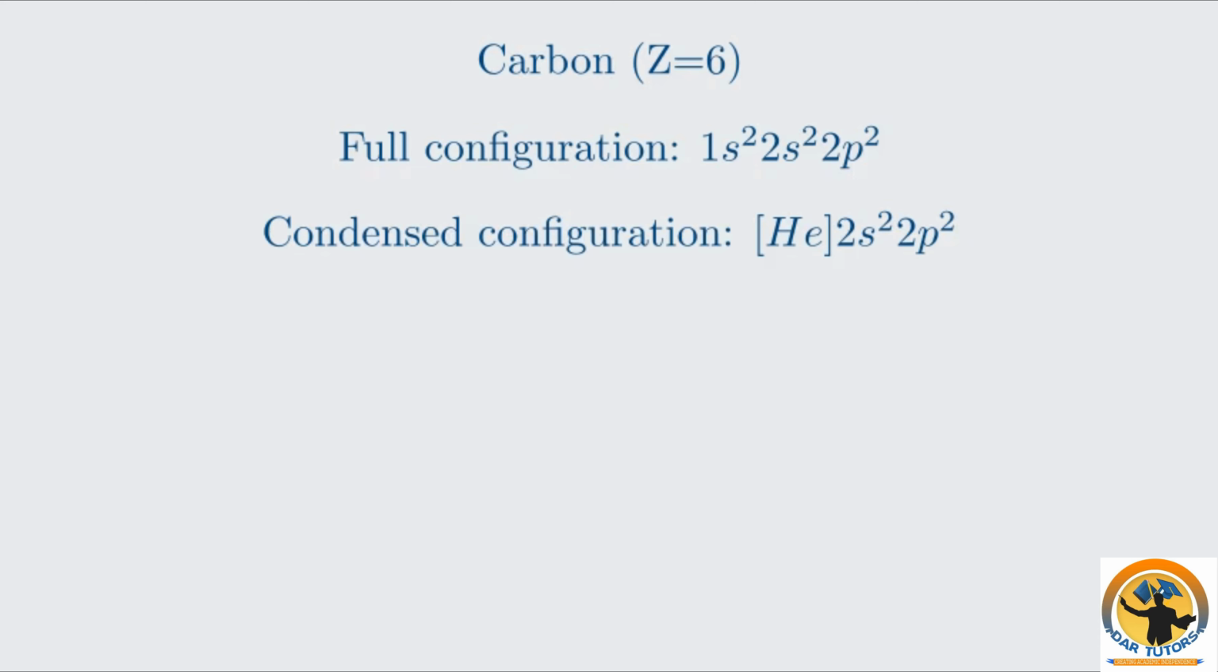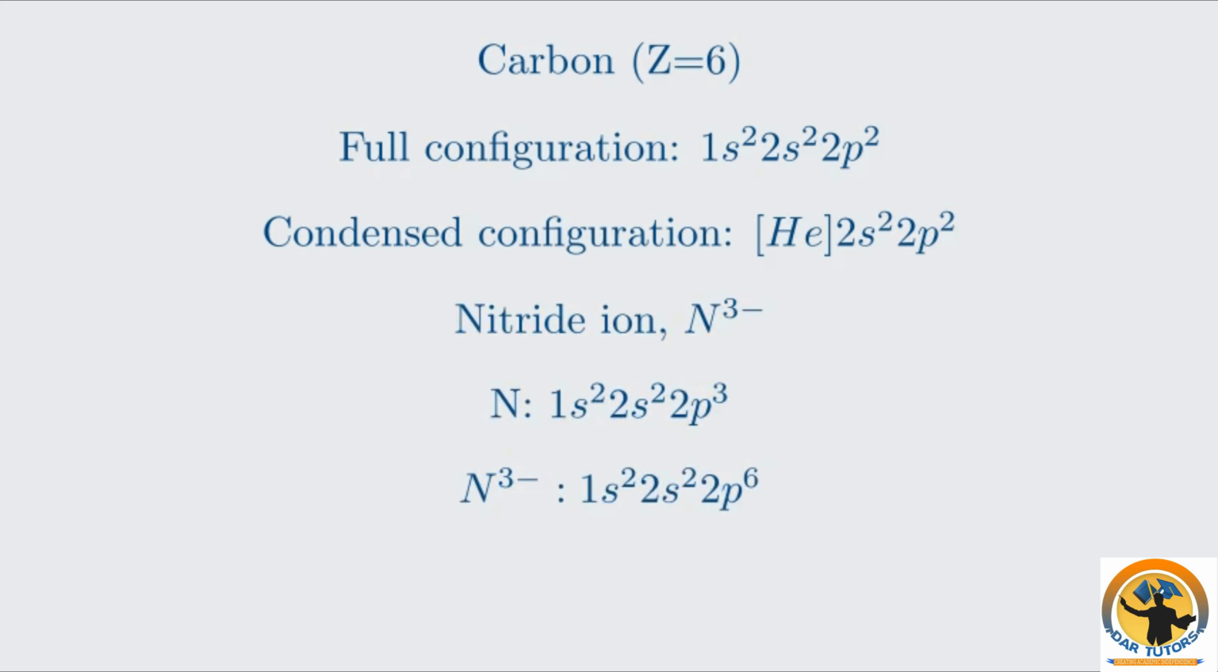Now let's consider ions. For anions, or negative ions, we simply add the extra electrons to the lowest available energy level. For example, for a nitride ion, N³⁻, the nitrogen atom has 7 electrons. The N³⁻ ion has gained 3 electrons for a total of 10. This gives it the same electron configuration as the noble gas neon.